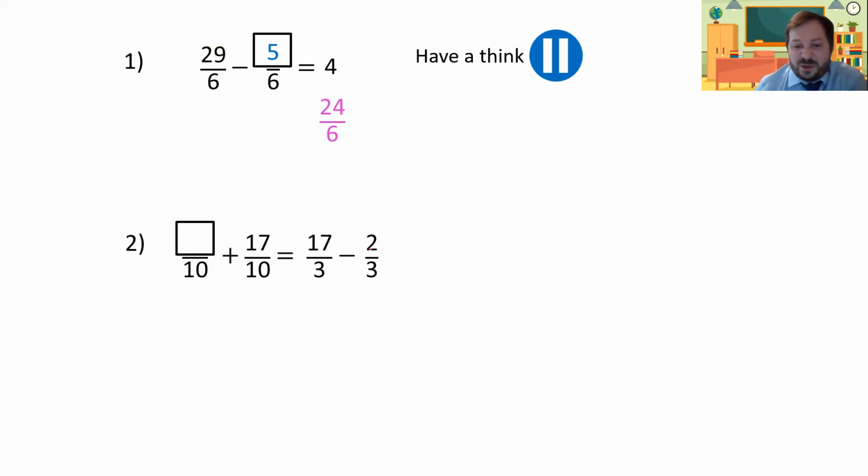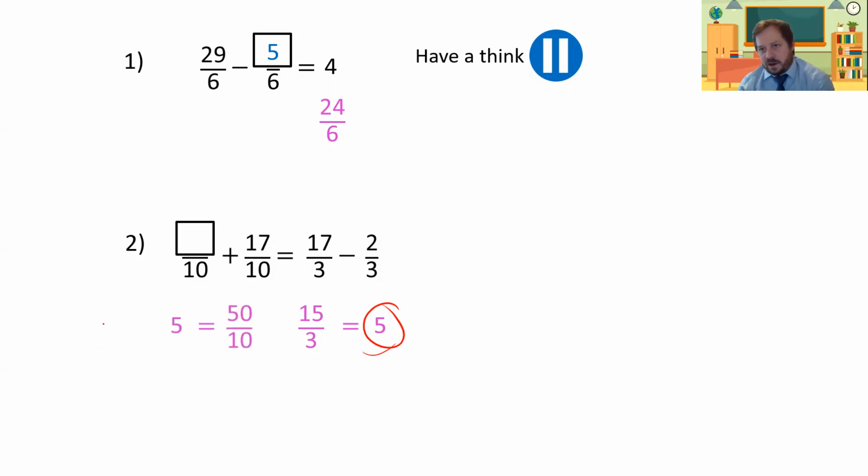Then the bottom one down here, we've got that equal sign. So we've got to balance our two sides. So we work with the side that we know first. So that equals 15 thirds. 15 thirds is the same thing as 5 whole ones, because 15 divided by 3 is 5. So on the other side, this side must also equal 5. So 5 in terms of tenths. 5 equals 50 tenths, because 5 times 10 is 50. So we've got 17. So what plus 17 equals 50? It's 33. And that's our missing number.